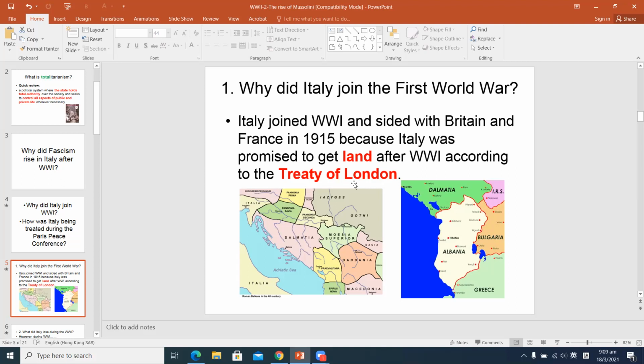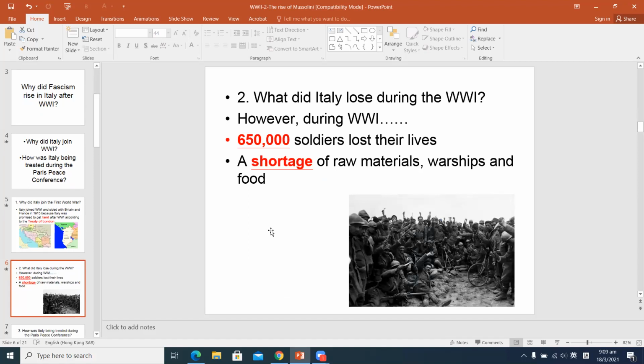Students, remember, in 1915 Britain, France and Italy signed the Treaty of London, and Britain and France promised to give Italy land after the First World War. Remember that we talked about the Paris Peace Conference in the first term. Was Italy one of the victorious countries? Yes, it was. Was Italy one of the Big Three? No, it wasn't. So do you think Italy could get the land it wanted? Now we move to question 2.